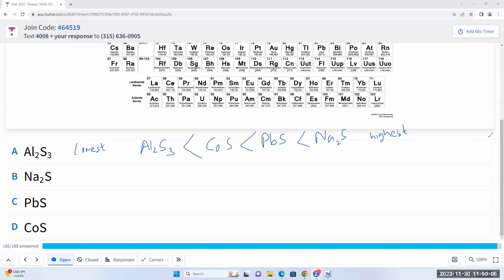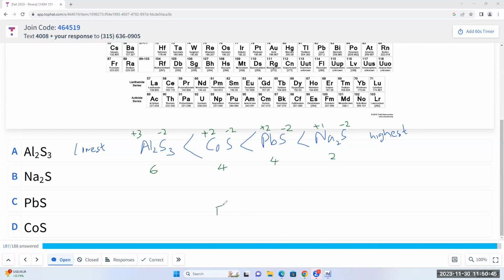I'm going to use a different color. Aluminum is always +3. Sulfur is always -2. Therefore, the charge product here is 6. And then cobalt sulfide. Sulfur is always -2. Therefore, cobalt must be +2. Therefore, the charge product is 4. And lead sulfide, sulfur is always -2. Therefore, lead, Pb, should be +2 in this case. Therefore, the charge product is 4. In sodium sulfide, sulfur is -2. Sodium is always +1. Therefore, the charge product is 2.